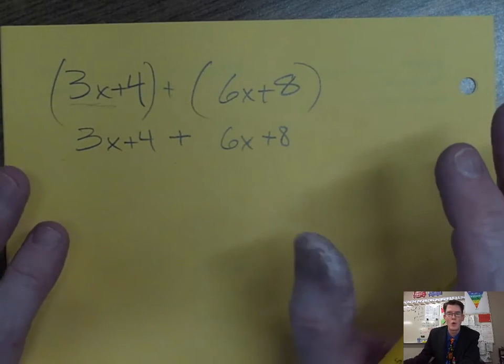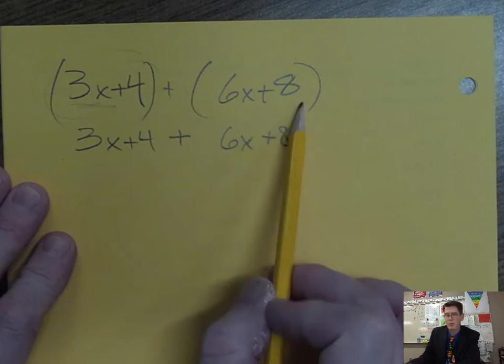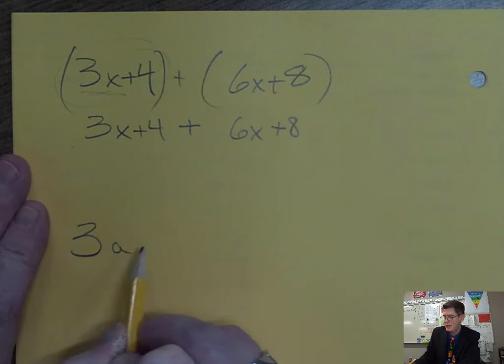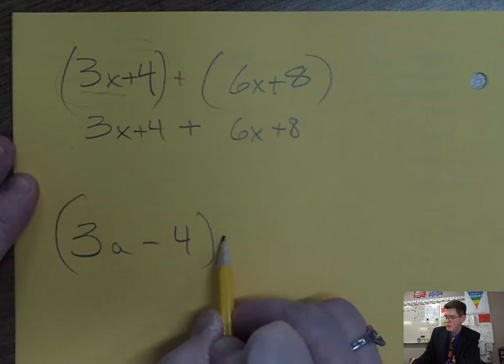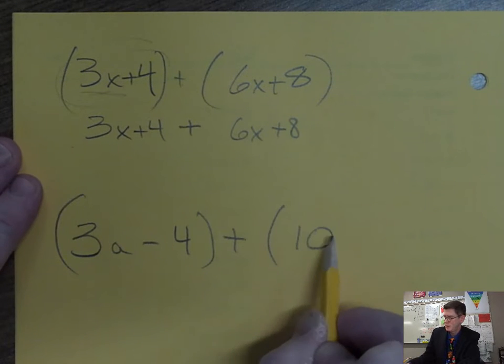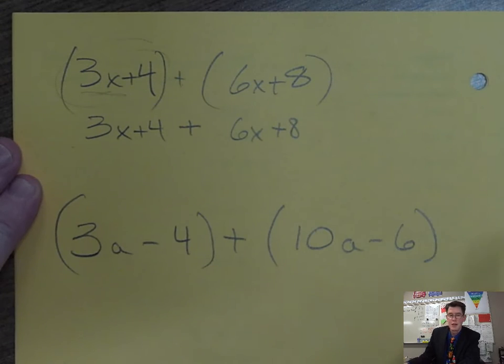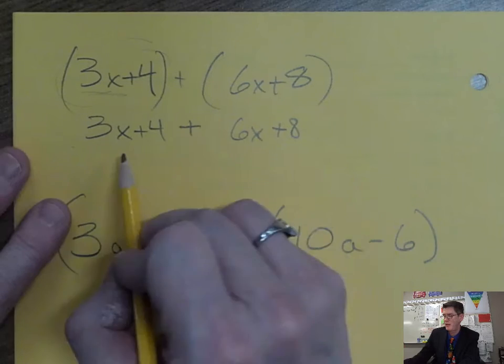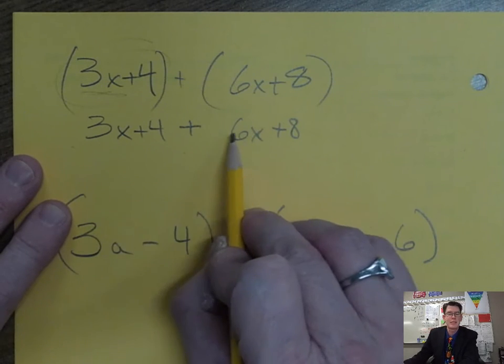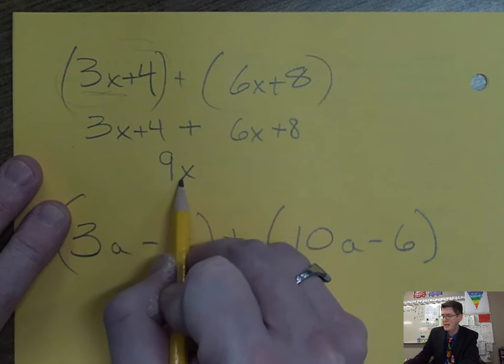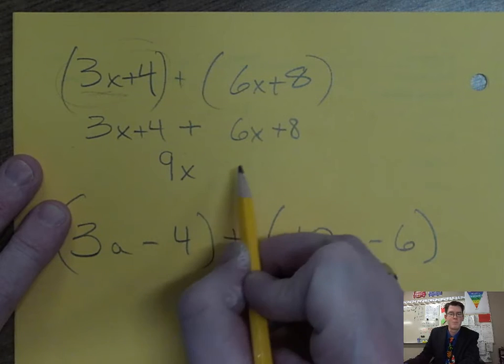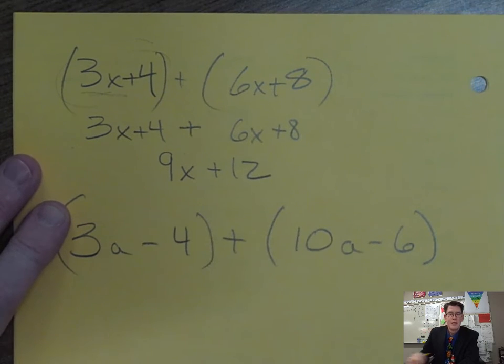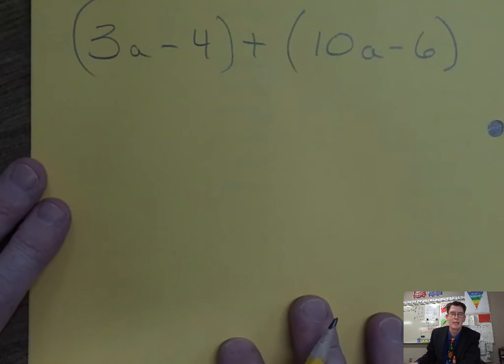Today we're only adding expressions. Now, yes, an expression might look like this. But we're just going to be adding the expressions together. But right here, 3x's plus 6x's is 9x's, and then 4 plus 8 is 12. So if it doesn't feel like it's very much new, that is accurate. There isn't much new today.